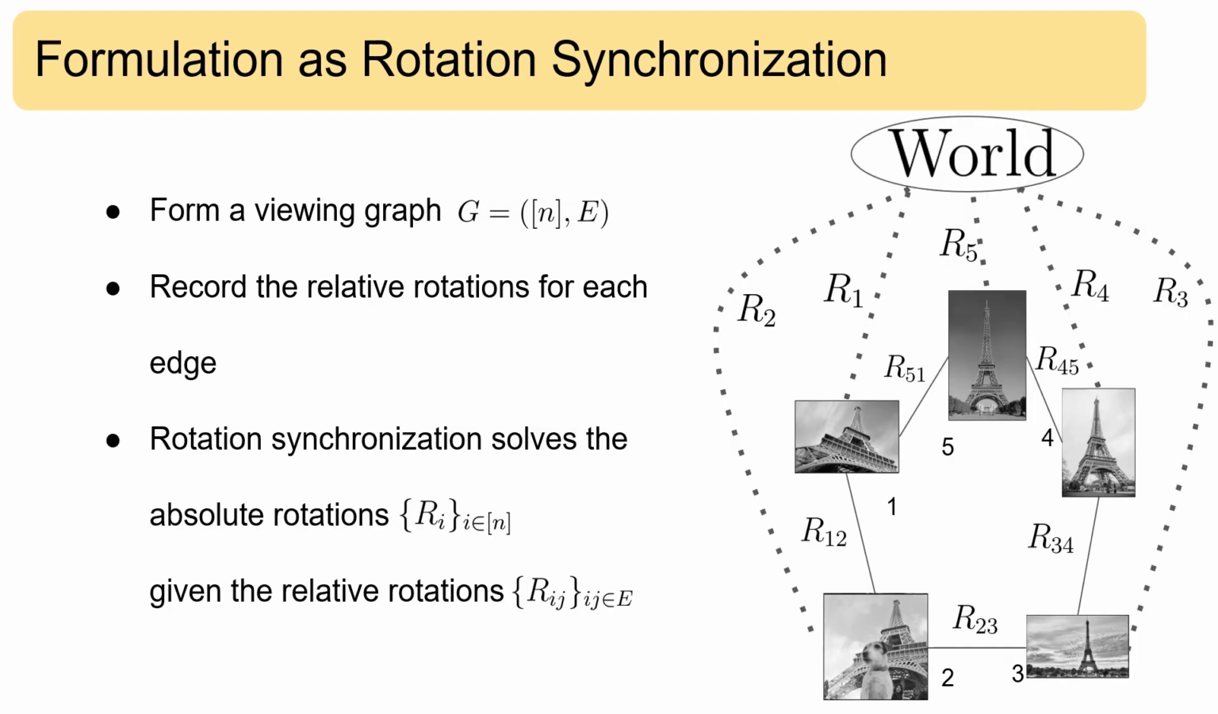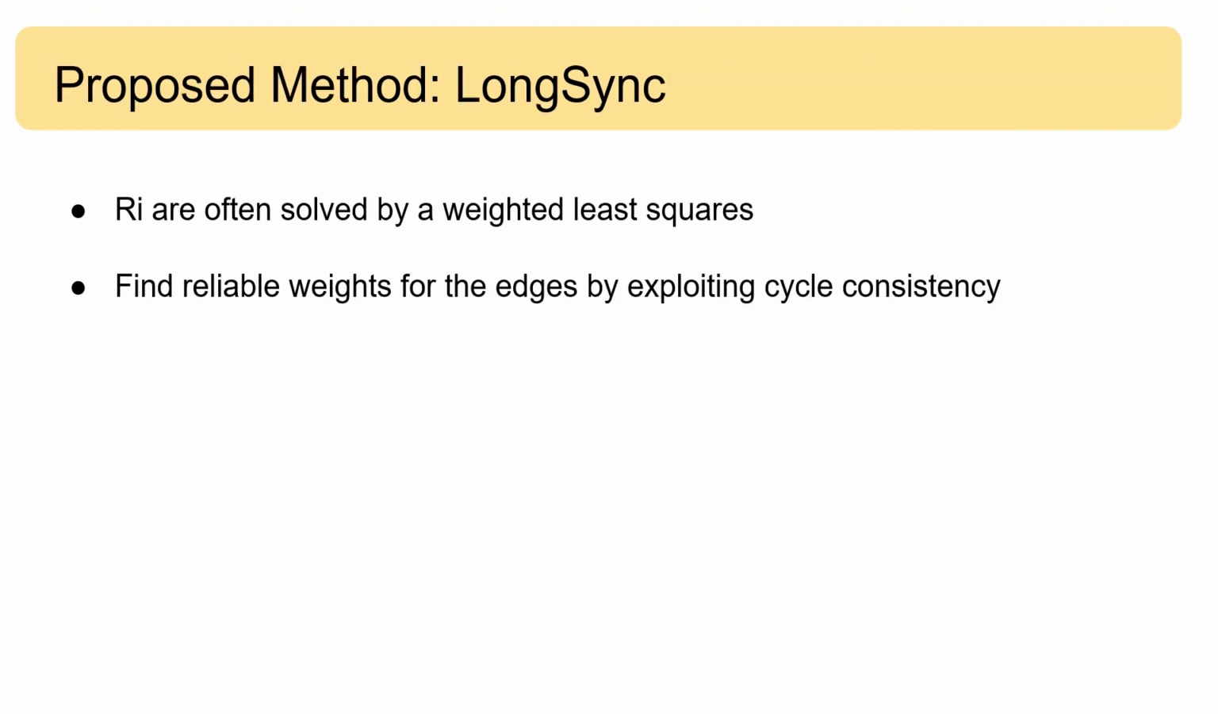Rotation synchronization solves the absolute rotations for each image given the relative rotations. In the picture, we want to recover the absolute rotations from R1 to R5. The absolute rotations are often solved by weighted least squares, so the edge weights are critical to the performance. In this work, we focus on estimating a reliable set of edge weights by exploiting cycle consistency. Our proposed method is called long sync.